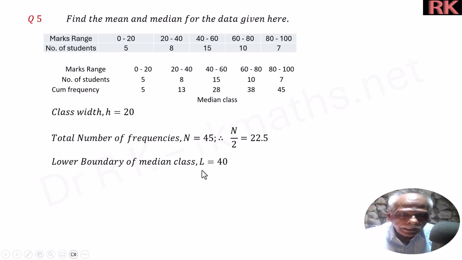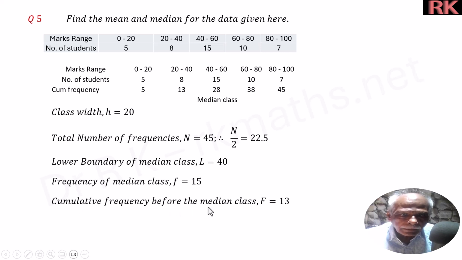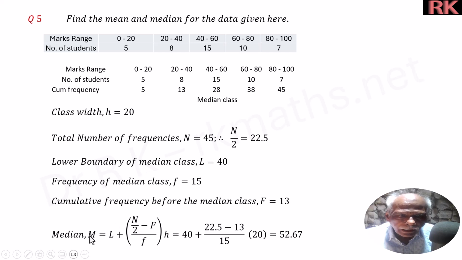Lower boundary of the median class is 40. And the frequency of median class is 15. And the cumulative frequency before the median class, capital F, is 13 here. Substitute in the formula L plus n by 2 minus F by f into h. 40 plus 22.5 minus 13 divided by 15 into 20. Simplify, you get 52.67 as the median.